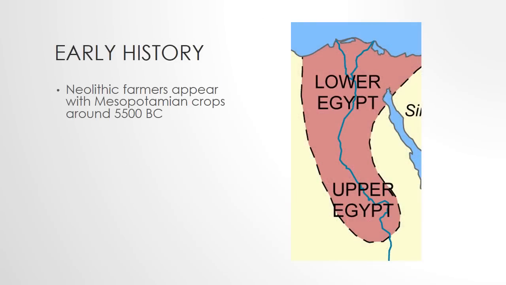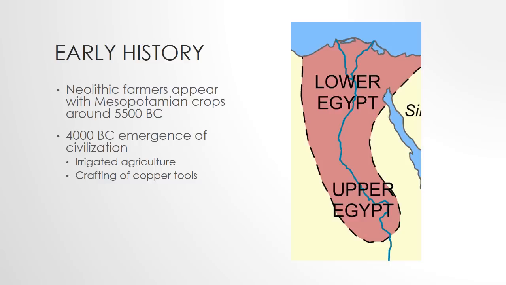So the earliest things we know about Egypt are that around 5500 BC, early farmers appear. And these guys carried crops from Mesopotamia, so wheat, cows, sheep, peas, to Egypt and started raising those crops and animals on the Nile. Around 4000 BC, we begin to see evidence of basic civilization. And so people are organizing and using irrigated agriculture to grow their crops. And they're beginning also to fashion simple copper tools, which is the first step towards bronze metalworking.